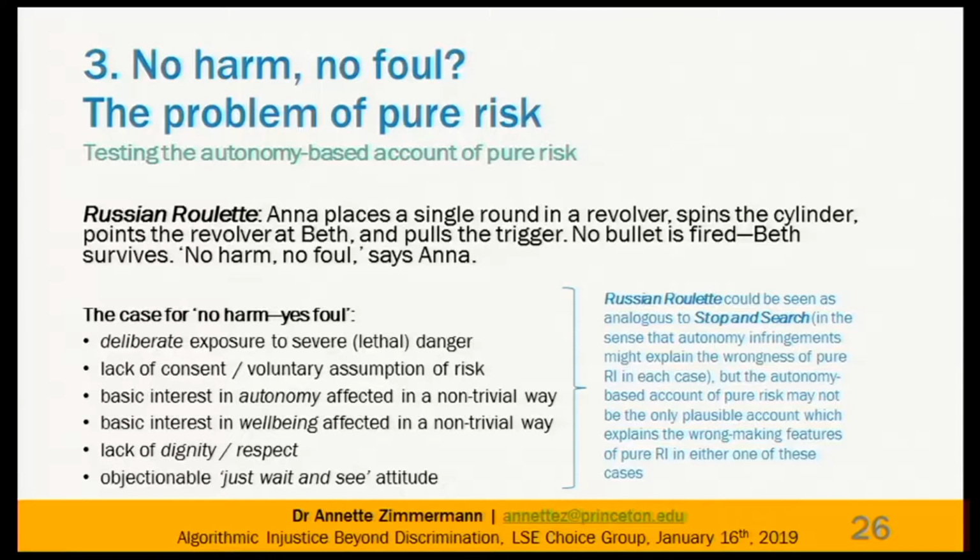So can Beth only complain once she's actually been shot? Like, that seems really callous on some level. So sometimes you want to assess particular dangers from this ex-ante perspective to avoid this wait-and-see attitude. But I said that I wanted to test this autonomy-based account, right? So we can see that, yes, there's many intuitions that can explain why pure risk is wrong here, but you can couch this case as an autonomy-based case, right? So we can still make this Overdyk-Roykin-style argument about why this pure risk is wrong.